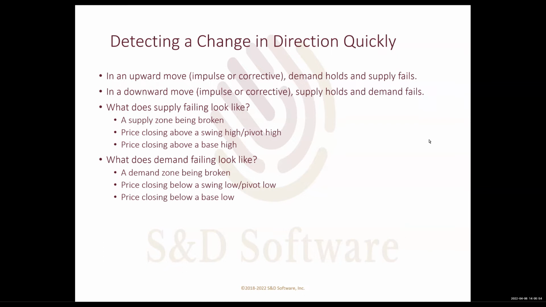Now, the flip side of the coin is demand. What does it look like for demand to fail? And so, of course, the obvious case is for a demand zone. If price goes through the demand zone, then the demand zone is broken. That would be a failure of demand. And then everything we said about swing highs, we can just flip it and apply that to swing lows. And the same with base lows. So again, a swing low is a point where price changed direction. So there had to be an imbalance between supply and demand at that location. But again, we don't know how much is left after price changed direction and left that area.